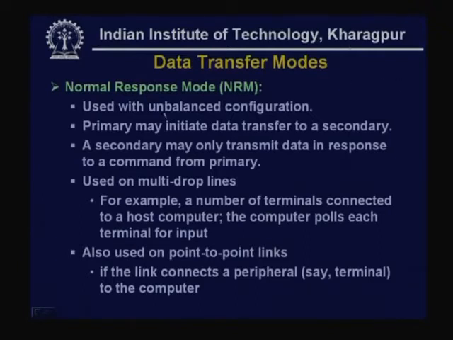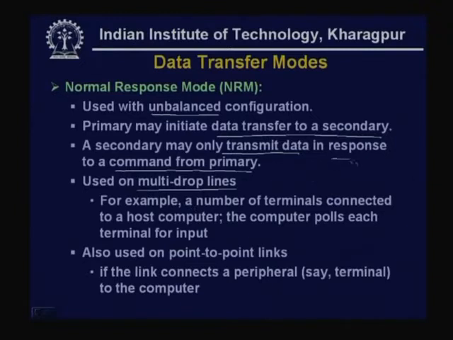So, in this case, this is used with unbalanced configuration always. That means there will be one primary and you can have one or more secondaries. The primary may initiate data transfer to a secondary, which may only transmit data in response to a command from the primary. So, this secondary will be able to transmit data when it is polled or when it is asked to give some response. However, it can be used on multi-drop lines also. As I mentioned, there can be one primary and several secondaries. So, in this case, a number of terminals are connected to a host computer. This is an example of multi-drop lines.